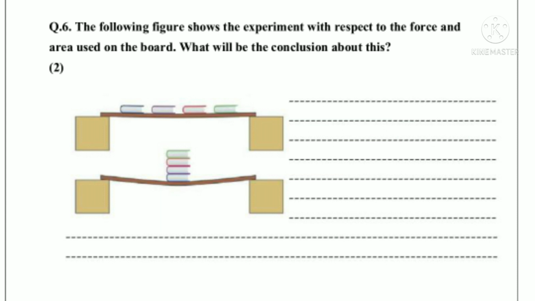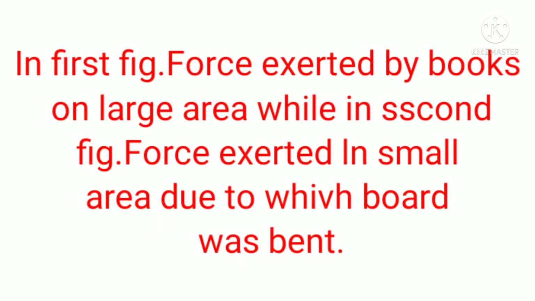So here we can see a wooden box, 4 books, and two figures with respect to force and area used on the board. So guys, we can see that here we can explain this type. In first figure, force exerted by books on large area, while in second figure, force exerted on a small area, due to which board was bent.